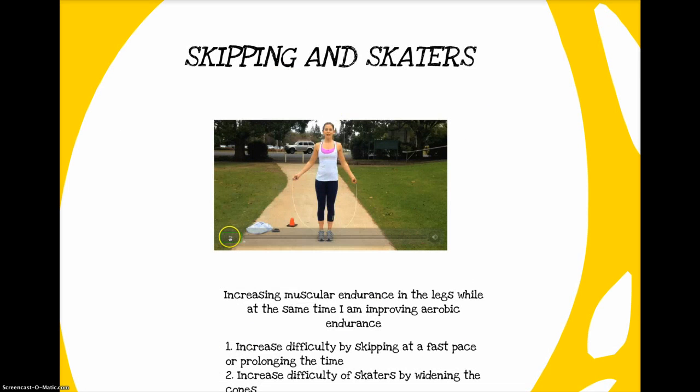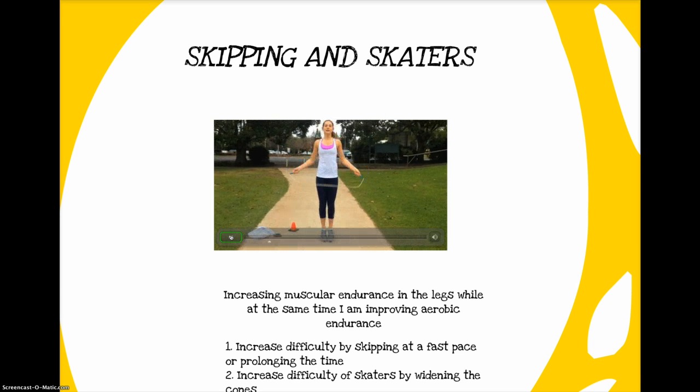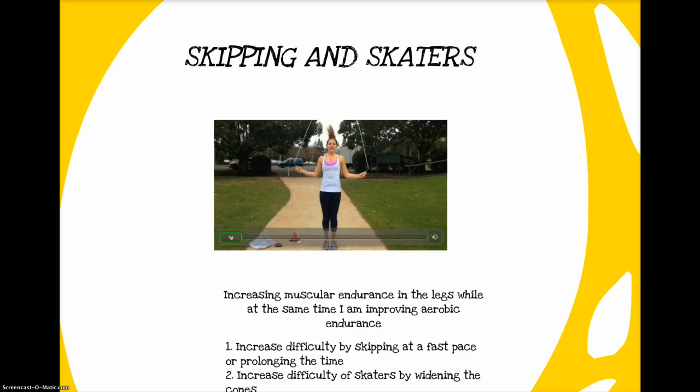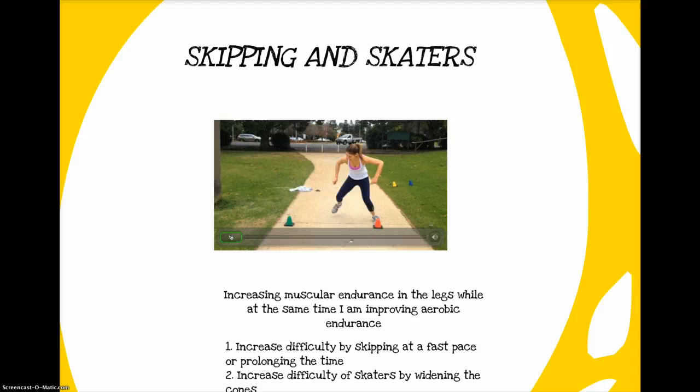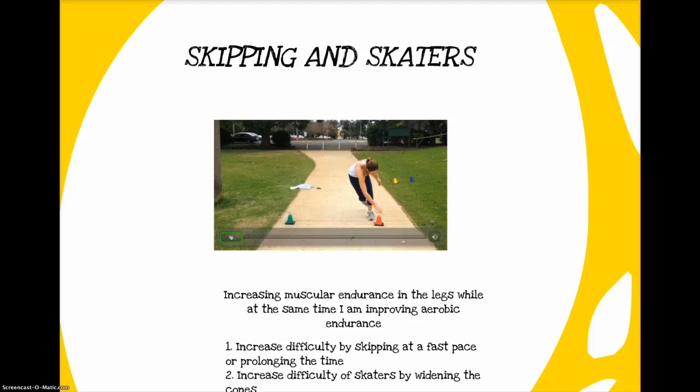The next exercise is skipping and skaters. By incorporating skipping, I am training my aerobic energy system, which will improve my aerobic endurance greatly and also develops more muscular endurance in the legs. In future sessions as part of a training plan, I will increase the difficulty of skipping by increasing the amount of minutes, which will cause the ability to meet the demand of oxygen to gradually decrease.